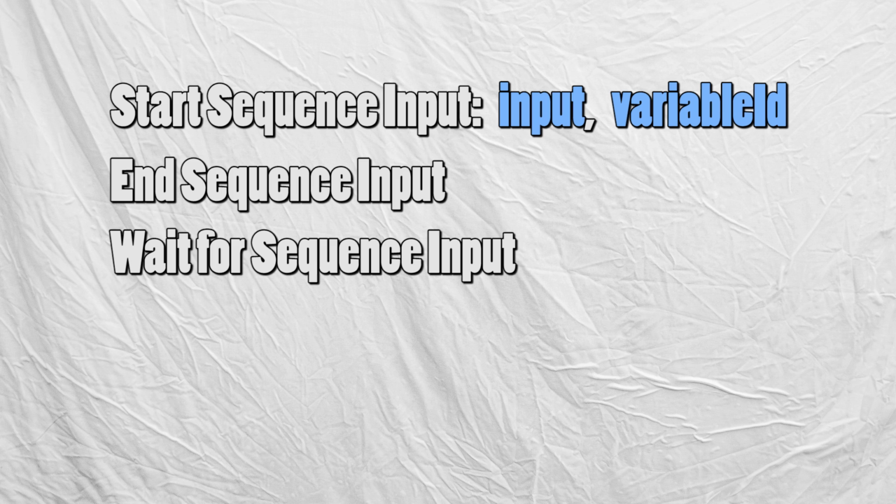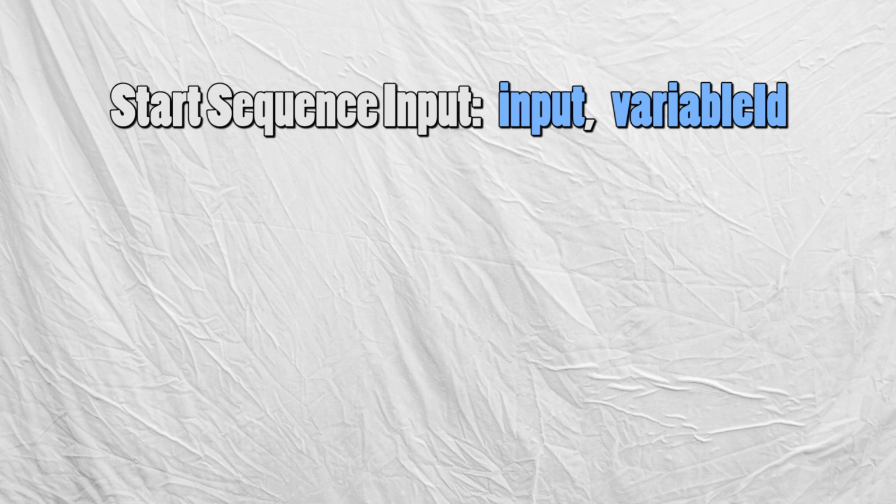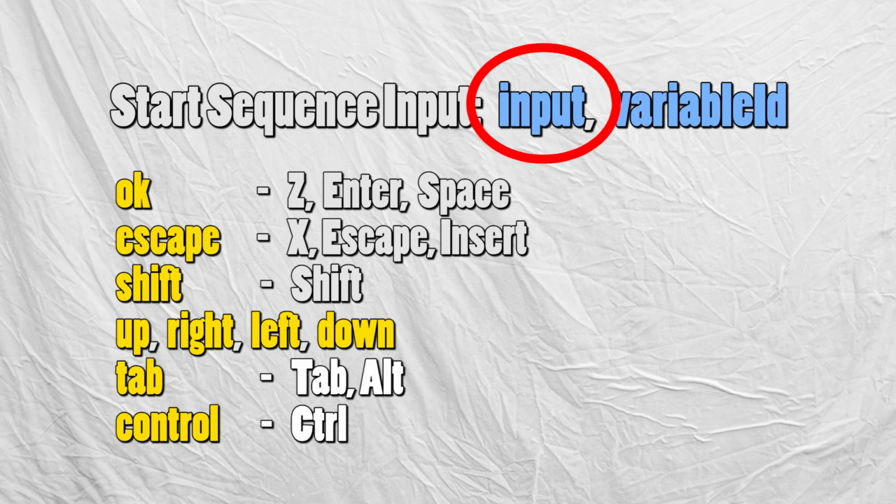If during an action sequence, the start sequence input is used, the game will start checking for a predefined input. The input the game is checking for can be defined in the first parameter. Examples of this that can be used are OK, which checks for Z, space, or enter; escape, which checks for X, escape, or insert; shift, which checks for shift, up, down, left, or right; and a couple other predefined inputs. More can be added through plugins, and special conditions can be defined in the parameters, but we'll get to those later.